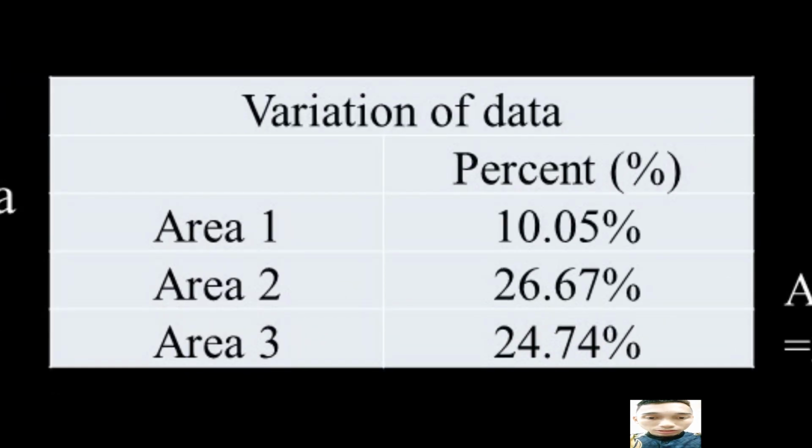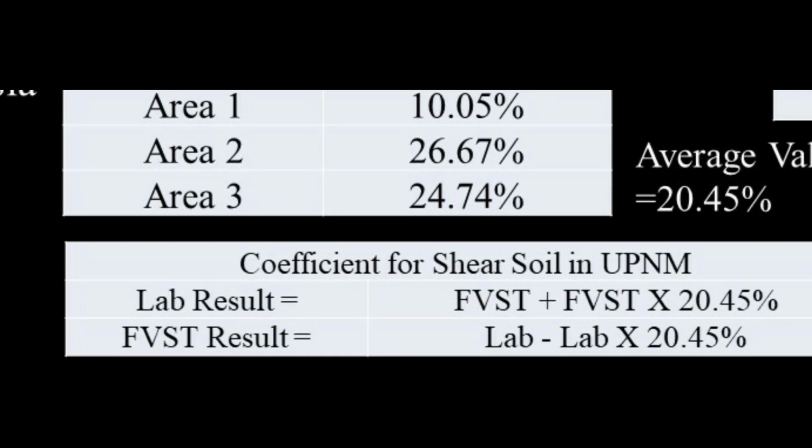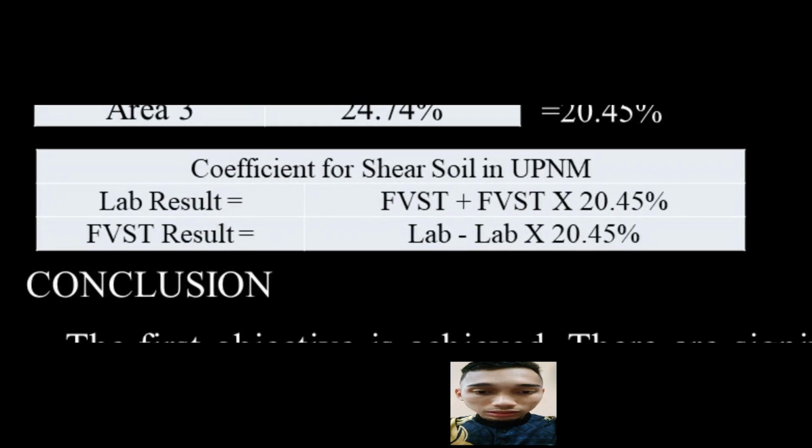This table shows variation of data from the difference of the shear value between in situ test and laboratory test. The value is then converted into a percentage value for each area. The last is the table showing how to use the data variation to produce the coefficient for shear strength of soil in University Pertahanan Nasional Malaysia.